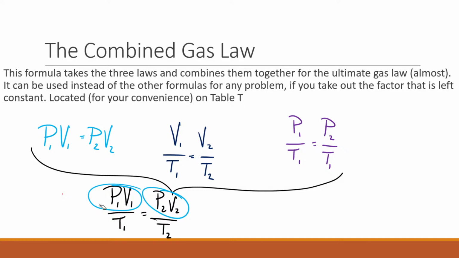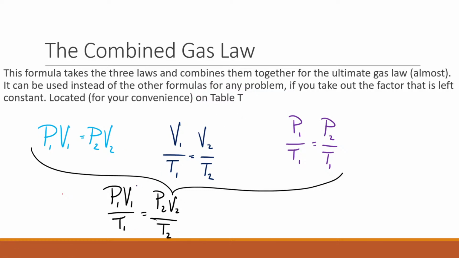That relationship is preserved. We have volume over temperature equals volume over temperature. That relationship is intact and preserved. And we have pressure over temperature equals pressure over temperature, and that relationship is preserved. Right, the combined gas law actually does the work of all three of these gas laws. It's on Table T, on the back of the reference table, so you never need to memorize any one of these pieces or the combined gas law.